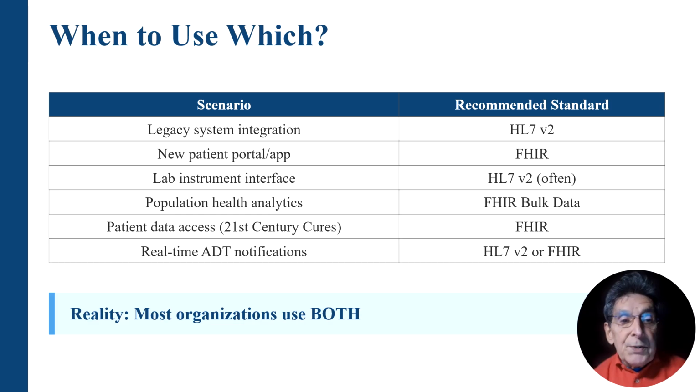So when to use which? Let's look at some various scenarios and which standard we're going to employ. In a legacy system, if we're integrating legacy systems, you're probably going to use V2 because they're very familiar with it. You're connecting to a lab system that's been running since 2005, for example. It's going to be speaking V2. You're not going to rebuild that interface.